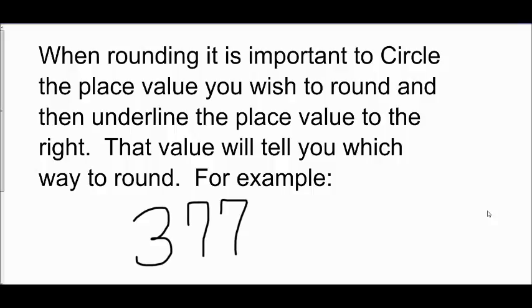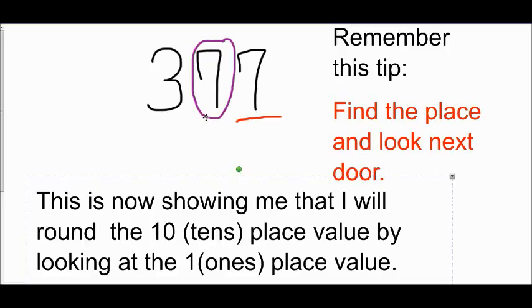So when rounding, it is important to circle the place value you wish to round and then underline the place value to the right. The value will tell you which way to round. For example, if I have the number 377, and I circle the number I actually want to round and underline the number to the right, this shows me that I will round the tens place value by looking at the ones place value. I can also remember this by remembering the tip: find the place and look next door. Here's the place I want to round. This is the number that's next door.